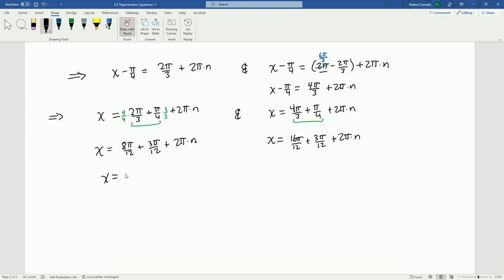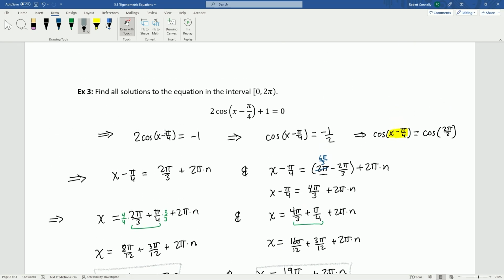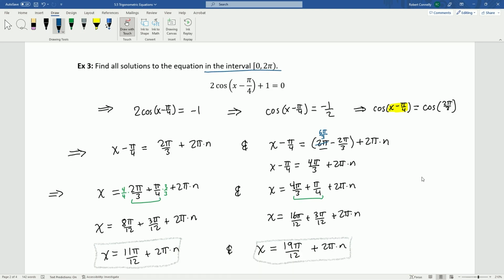Okay, now let's go a little quicker. 8 pi over 12 plus 3 pi over 12, that's 11 pi over 12 plus 2 pi times n. And this is 19 pi over 12 plus 2 pi times n. Okay, so if we were asking for all possible solutions, these would be all possible solutions. But we're not asking for all possible solutions. We're asking for all solutions just in the interval from 0 to 2 pi.